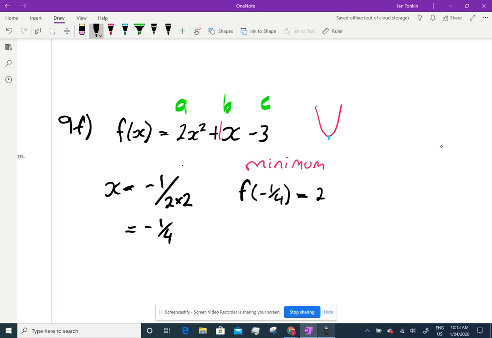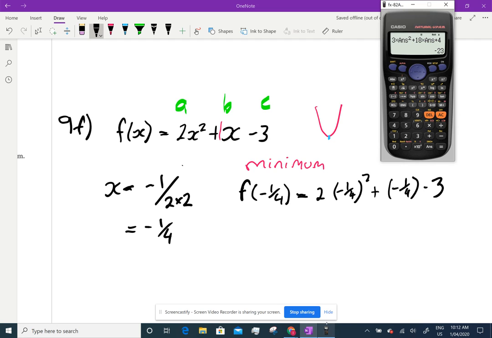Now even though I'm going to do it on my calculator, I'm going to write my substitution in. So 2 times negative a quarter squared, plus negative a quarter, minus 3. So anyone looking at my work knows what I'm doing. But on my calculator, I'm just going to go negative 1 over 4. Doesn't matter where the negative is.